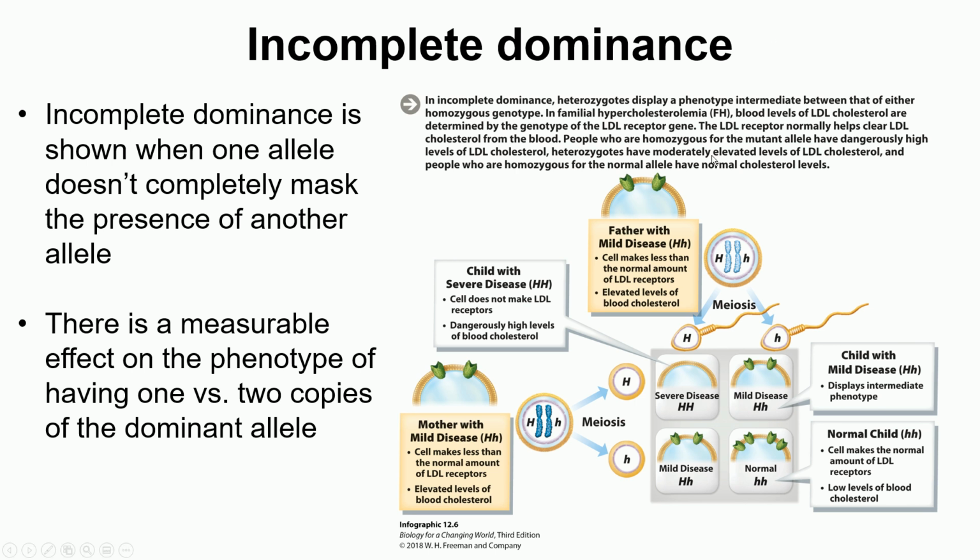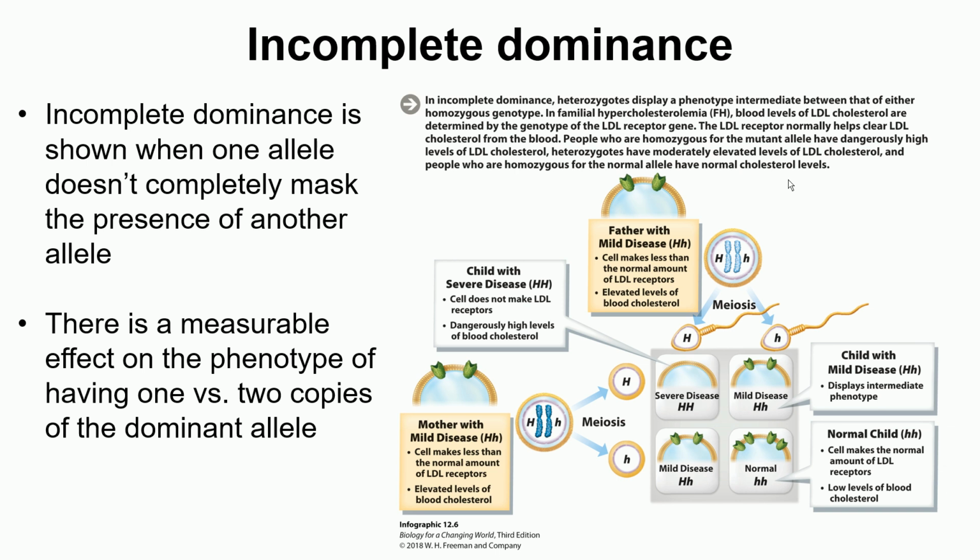So people who are homozygous for the mutant allele, homozygous means people who have both the alleles mutated, have dangerously high levels of this cholesterol. Heterozygous people have moderately elevated levels of cholesterol, and people who are homozygous for the normal allele have normal cholesterol levels. So basically this is a gene which codes for a receptor, and this receptor helps in reducing the cholesterol level. So if both the alleles are normal, people have a normal cholesterol level.